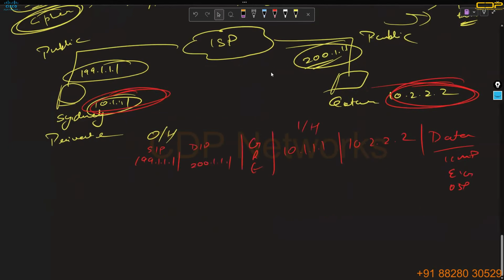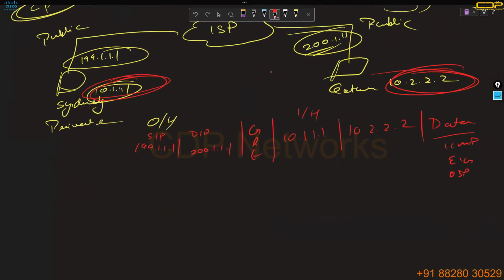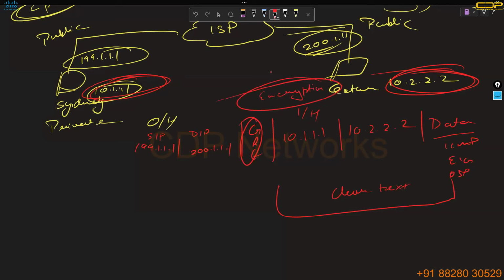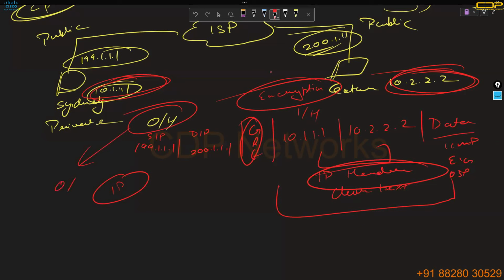So basically in GRE, we know that my data will not be encrypted. So this data will go in which format? In clear text, because GRE doesn't provide what? Encryption. GRE encrypts one thing, that is your IP. It will protect your inner IP header. How is it going to protect your inner IP header? With the help of this outer IP address. Got it?